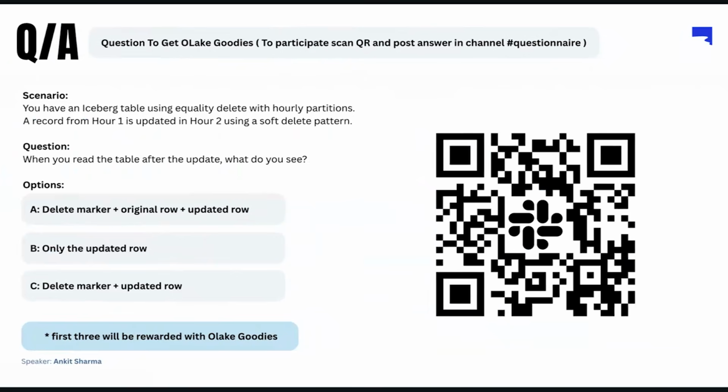This question says that you have different partitions, let's say your partition is based on the hour, and you are writing data in equality delete format, using soft deletes basically, where you are not actually deleting, you are just adding one more record there. So what will happen, let's say, when data is coming in hour 1 and you are updating data in hour 2? There are 3 options given. You can answer it on Slack, and the first 3 people will get the goodies.